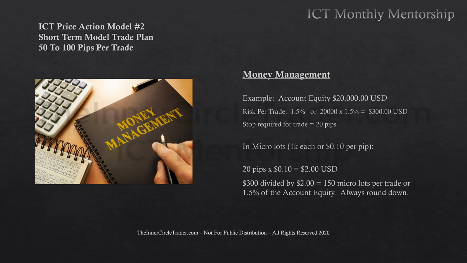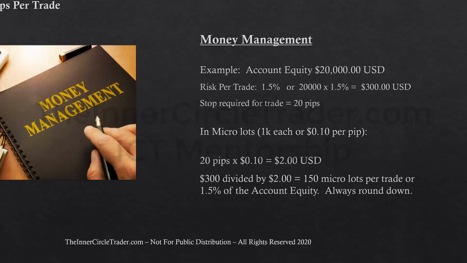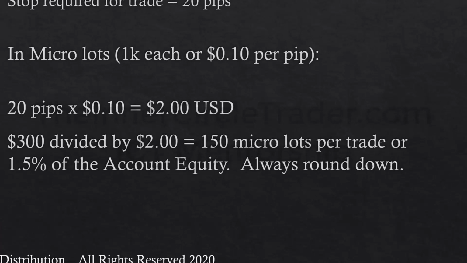Okay, as an example, account equity, $20,000. Risk per trade, 1.5%, or $20,000 times 1.5% equals $300 US. The stop required for the trade, in this case, would be 20 pips. In micro lots, 1K each is 10 cents per pip. 20 pips times 10 cents is $2. And $300 total risk divided by $2 per pip would give us the ability to trade 150 micro lots per trade, or 1.5% of the account equity. Always round down.